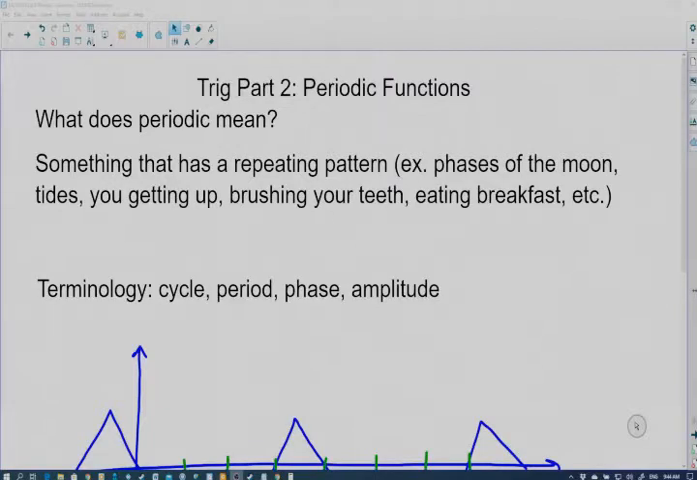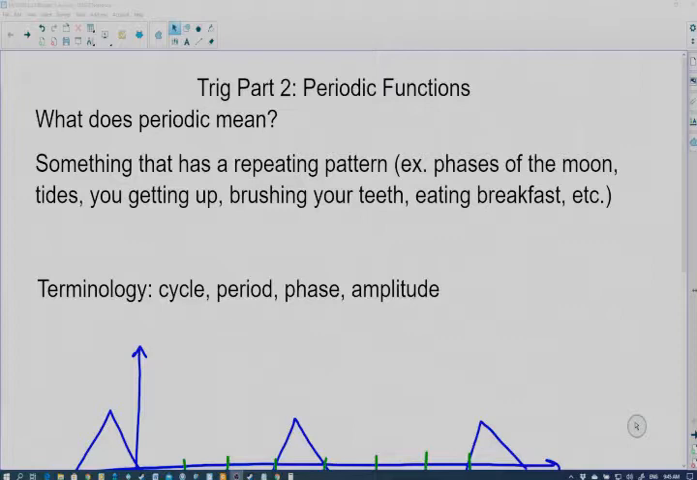Hello everyone. In today's lesson, we're going to start looking at the second part of the trigonometry unit, which deals with the periodic nature of trigonometric functions. So first of all, what does the word periodic mean? The word periodic means something that has a repeating pattern, such as the phases of the moon, the tides, you getting up in the morning, brushing your teeth, eating breakfast, going about your day, the next day when you wake up, starting over, doing the exact same thing. Those are all examples of periodic scenarios.